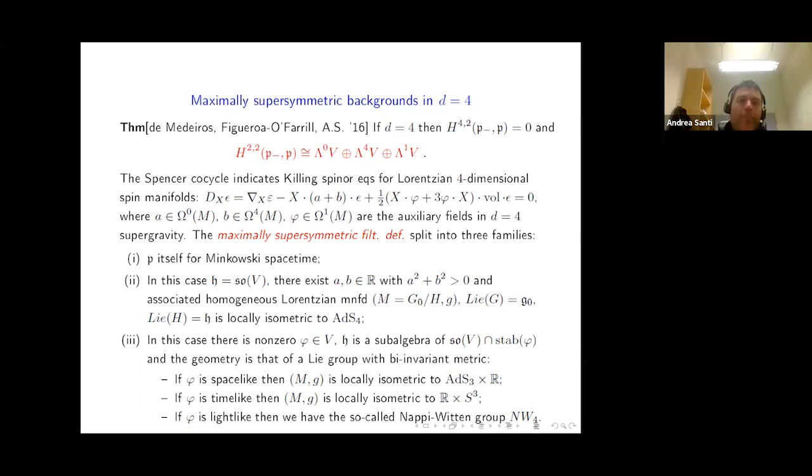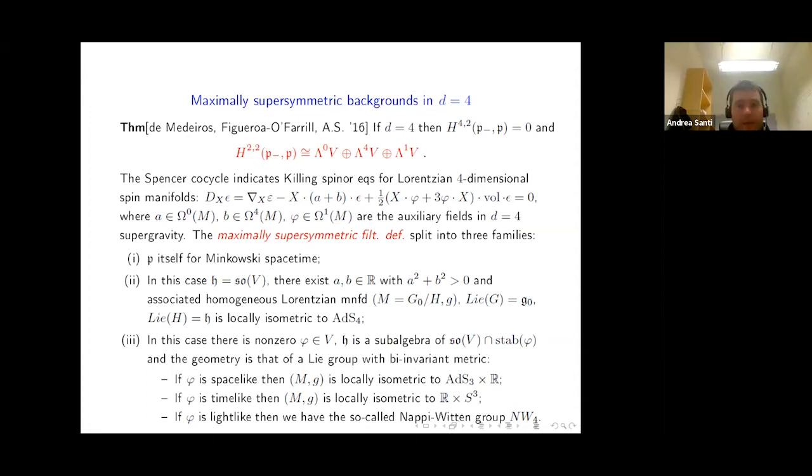So in this case, we recover precisely what are known as the auxiliary fields in D=4 supergravity: a function A, a volume form B, and a one-form phi. And the beta component of the normalized Spencer cocycle gives the Killing spinor equation for our Lorentzian four-dimensional spin manifold, which is given by this equation here. You can classify the maximally supersymmetric filtered deformations, and they split into three families. The flat case, again, with the proviso that in this case you actually can take H anything.